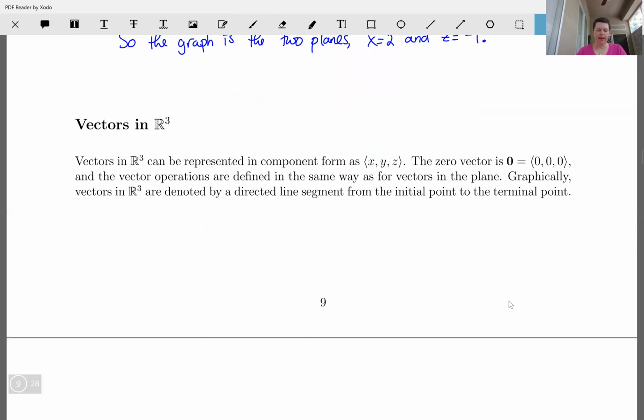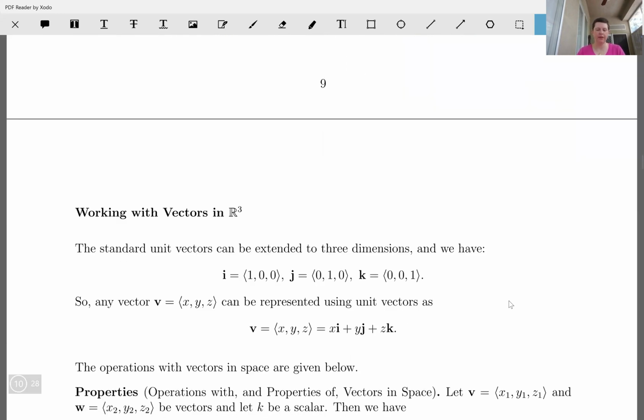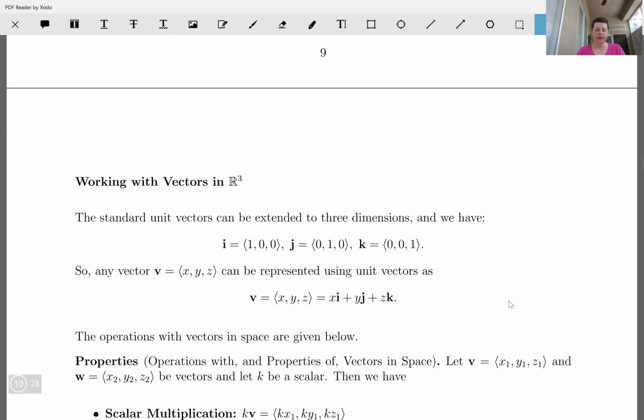Okay. Now let's talk about vectors in R3. So vectors in R3 have 3 components. So the component form, again, don't forget those angle brackets, is <x, y, z>. So the 0 vector is <0, 0, 0>, surrounded by those angle brackets. Vector operations are component-wise, defined exactly the same way as for vectors in the plane. Graphically, we denote them as a directed line segment in R3, in x, y, z, from the initial point to the terminal point, where those are defined the same. And we play with vectors in R3 the same way.